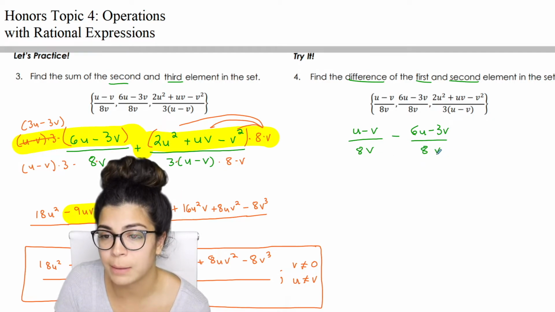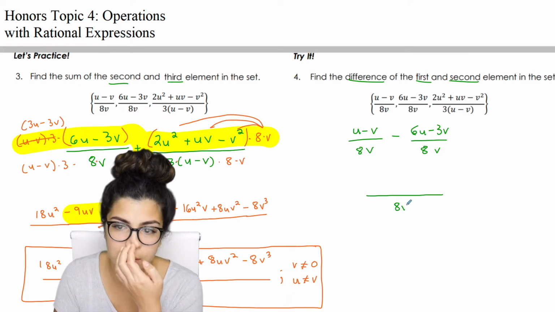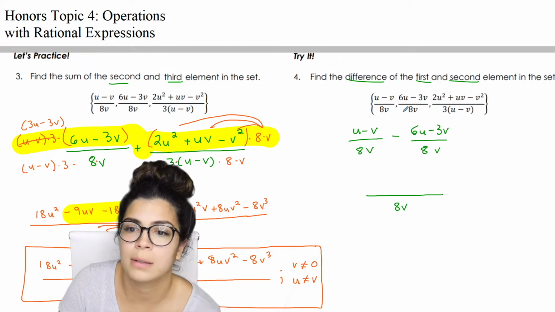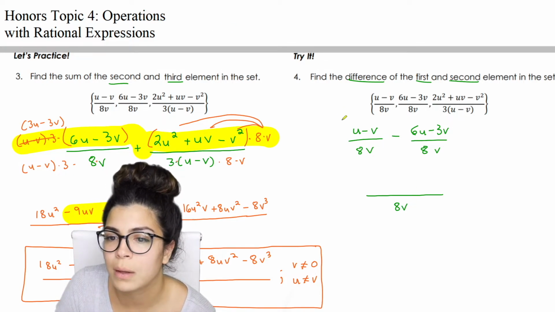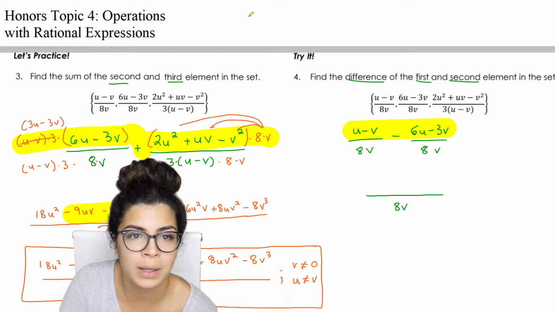We don't have to get it to be the same. We just have to subtract the numerator. So the denominator is already the same. It's 8v, so that stays the same for my result. And then now I just subtract the top. u minus v minus the quantity 6u minus 3v.